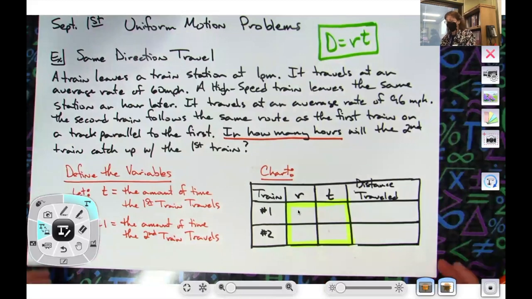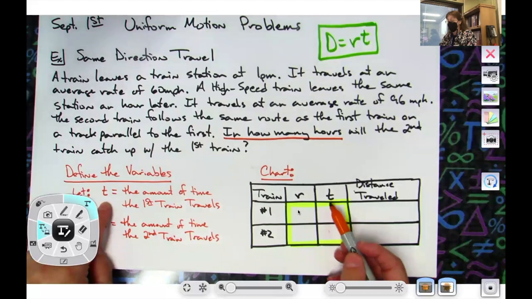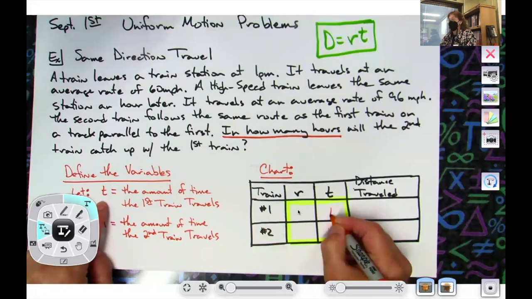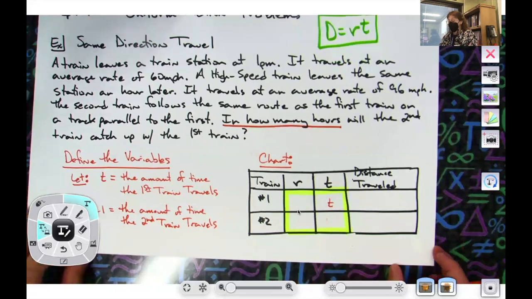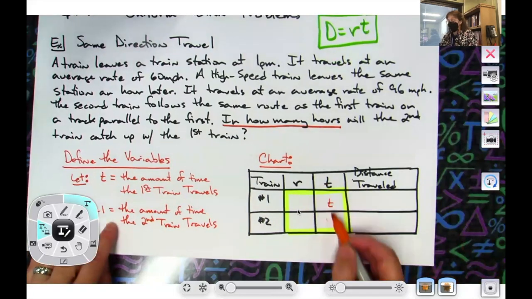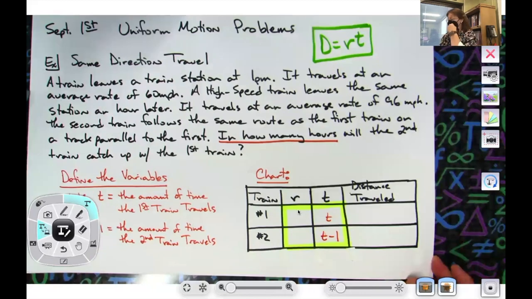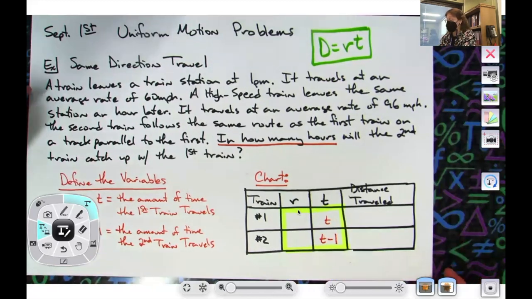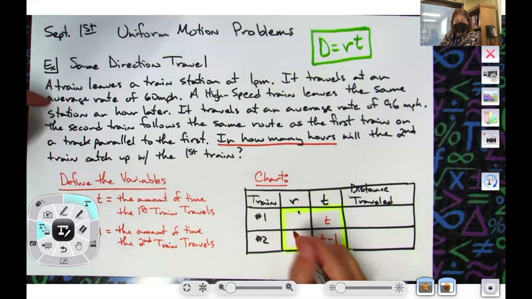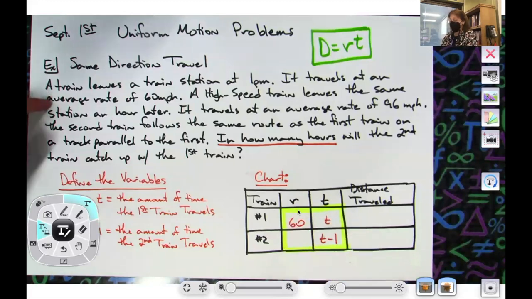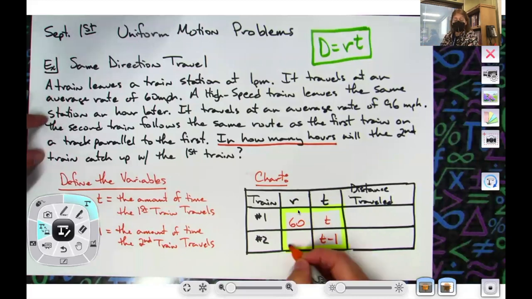Now, let's start with some variables. T is what? The amount of time for the first train. So for time, first train, this one is T, and we already did that because we defined it over here. Second train: time, second train, we've already done it. This one is T minus one. Now to get the rate. A train leaves the train station at one. It travels at a rate of 60 miles per hour. So where does the 60 miles an hour go, train one or train two? Train one, so I'm going to put a 60. A high-speed train leaves the train station an hour later. It travels at an average of 96 miles per hour. So second train, 96.